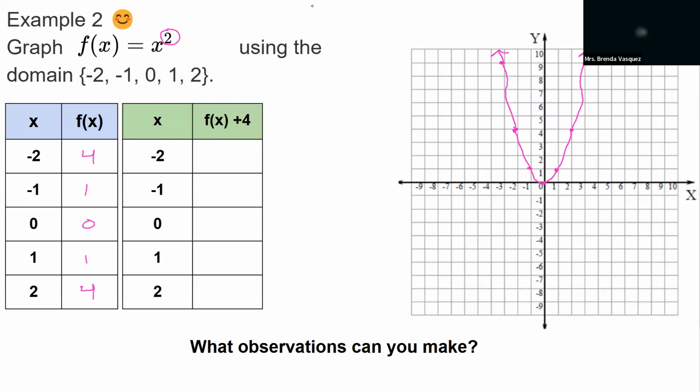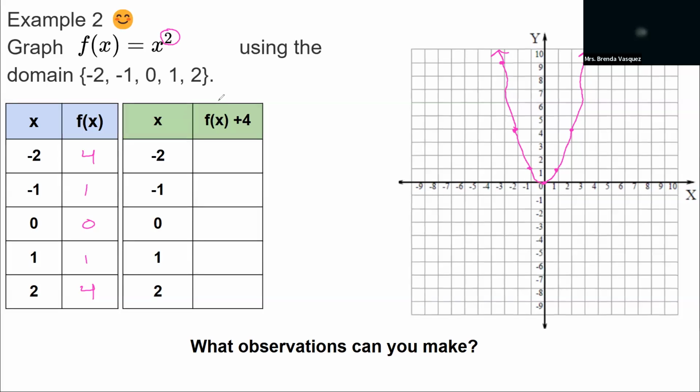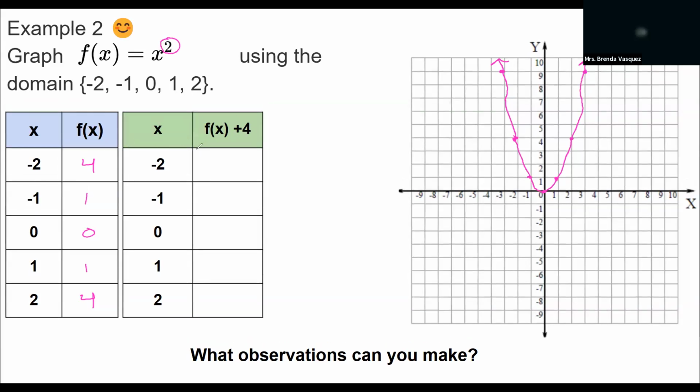Let's go ahead and write my new function. This time my units are plus what? Plus 4. So my first one is 4 plus 4, which is 8. How do I get that value? Again, we have f of x values plus 4. The next one is 1 plus 4, which is 5. The next one is 0 plus 4, 4. The next one is 5. And the last one is 8.